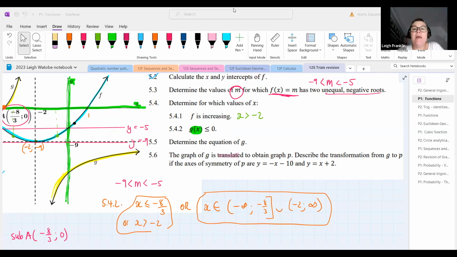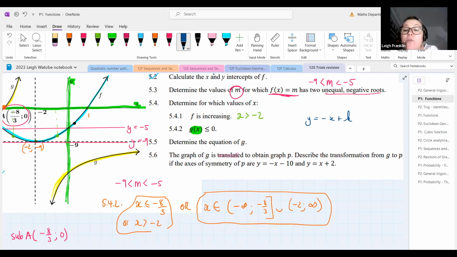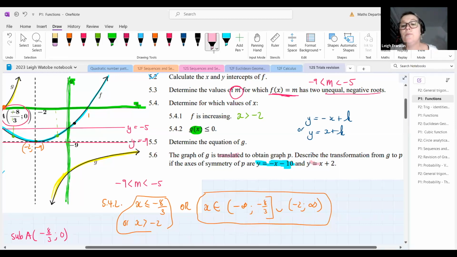Pinga, your axis of symmetry is always going to take one of two forms. It's either going to be y equals minus x plus k, k being the y-intercept, or y equals x plus k. So the gradient will always either be -1 or +1. So this is the axis of symmetry with a negative gradient, and the other line that they give us is the axis of symmetry with a positive gradient.